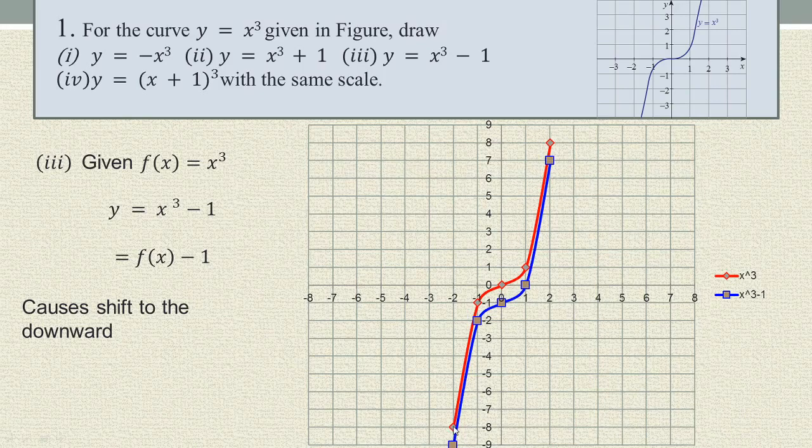If it is minus 8, downward it is minus 9. Here minus 1, downward minus 2. Here it is 0, here minus 1. It is 1, you should shift to 0. And it is 8, here it is 7. Okay, the shift will be downward.